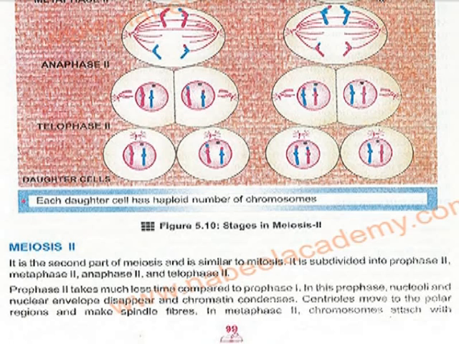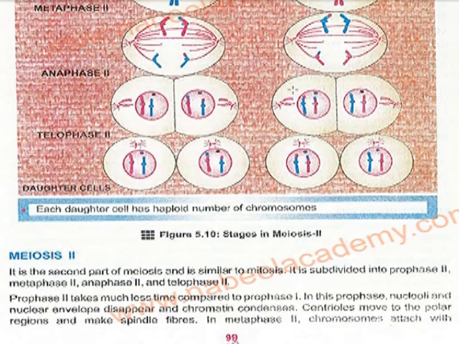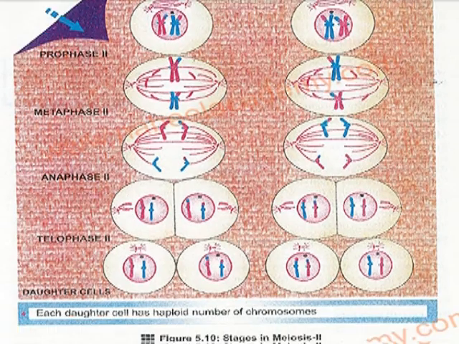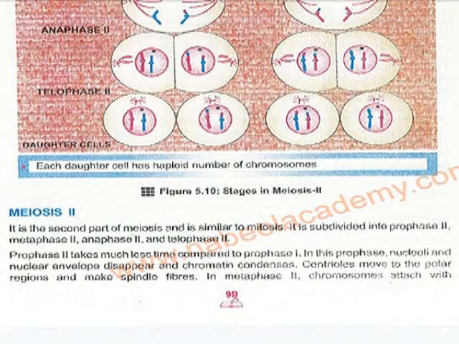Okay, it is divided into prophase 2, metaphase 2, anaphase 2, and telophase 2. Prophase 2 takes much less time as compared to prophase 1. In this prophase, nucleoli and nuclear envelope disappear and the chromatin condenses. In prophase 1, see the nuclear material, where is the nuclear envelope? You must know that this is the nuclear envelope which disappears and the chromatin condenses. See here, chromatin again condenses and the nuclear envelope disappears and it spreads inside the whole cell. The chromosomes then form a metaphase plate, and then they spread.